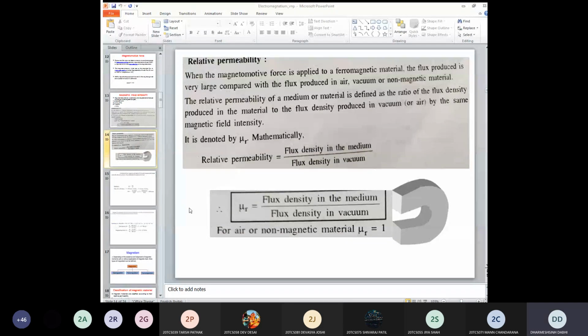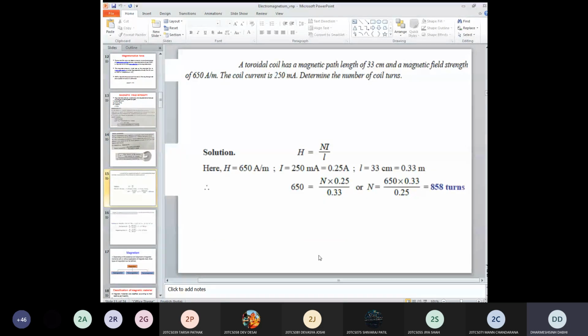Okay. So mu r is equal to flux density in the medium divided by flux density in the vacuum. So relative permeability for air or vacuum or non-magnetic material is always 1, because the flux density in the medium is nothing but air or vacuum, so numerator and denominator are both the same, and you get mu r equal to 1 in air or vacuum. Clear? Now next is the example related to this.